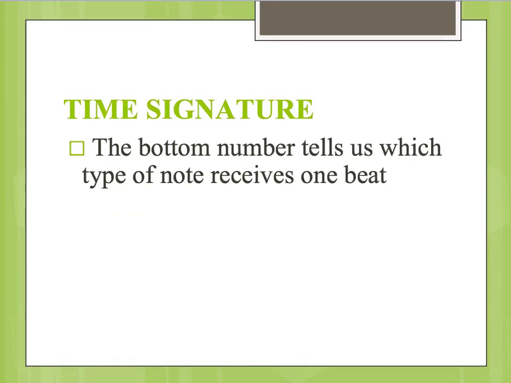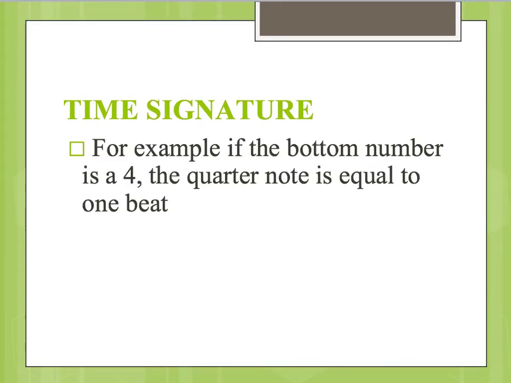The bottom number tells us which type of note receives one beat. So you have learned all about different types of notes like quarter notes, half notes, eighth notes. And that number on the bottom is going to tell us which one of those notes gets one beat. For example, if the bottom number is a 4, then the quarter note is equal to one beat. The 4 on the bottom is the most common type of time signature. And when that 4 is on the bottom, we know that a quarter note will be equal to one beat.